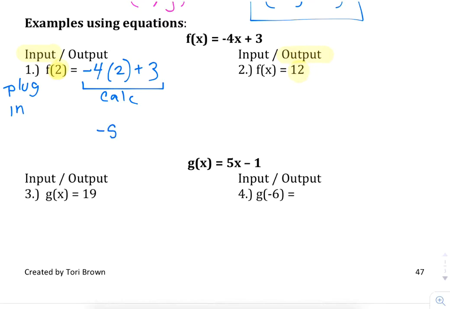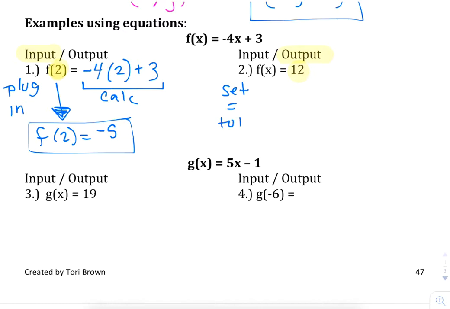So I'm going to take this part of the problem, I'm going to bring it down, and my answer looks like this. f(2) = -5. Okay? Let's try number 2. Number 2, I have the output. So I'm going to take that 12 and set my equation equal to 12. So I write out my equation, -4x + 3 = 12.